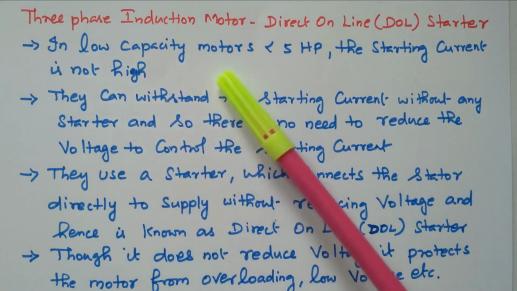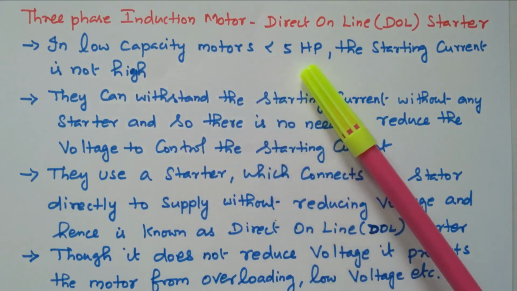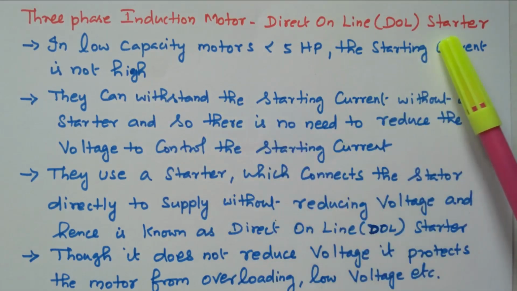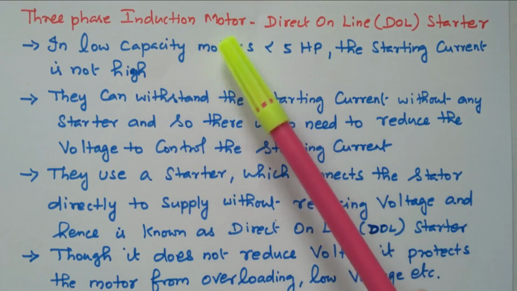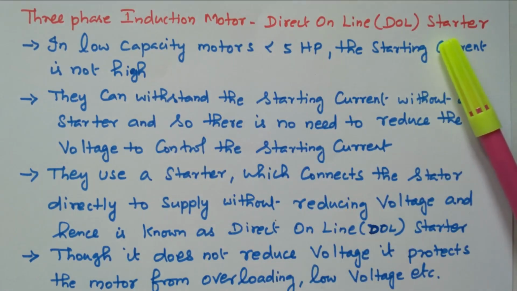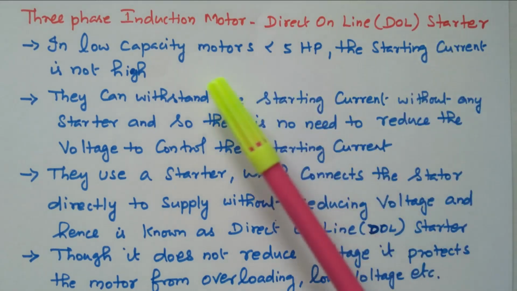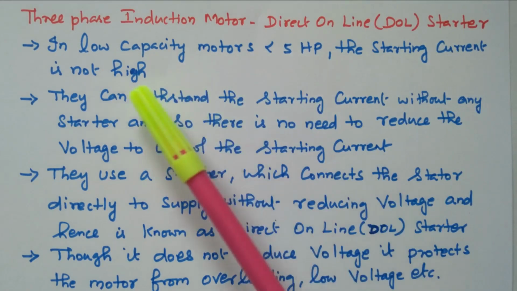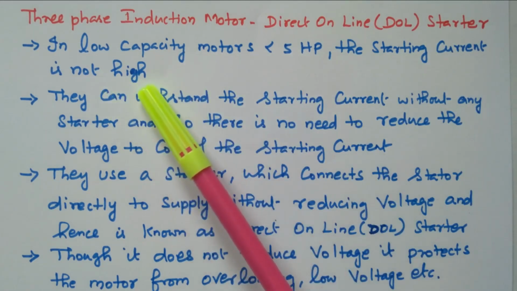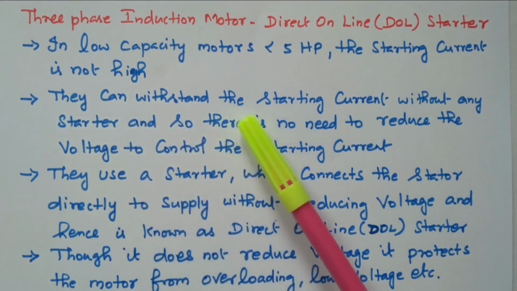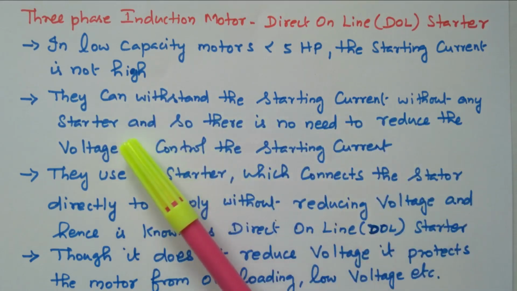In a low capacity motor, that is less than 5 horsepower, the starting current is not high. The main objective of a starter is to reduce the starting current taken by the 3-phase induction motor. In order to avoid damage, we need to limit the starting current. But in the case of a low capacity motor, less than 5 horsepower, the starting current is not very high. It is already lesser. So they can withstand the starting current without any starter.